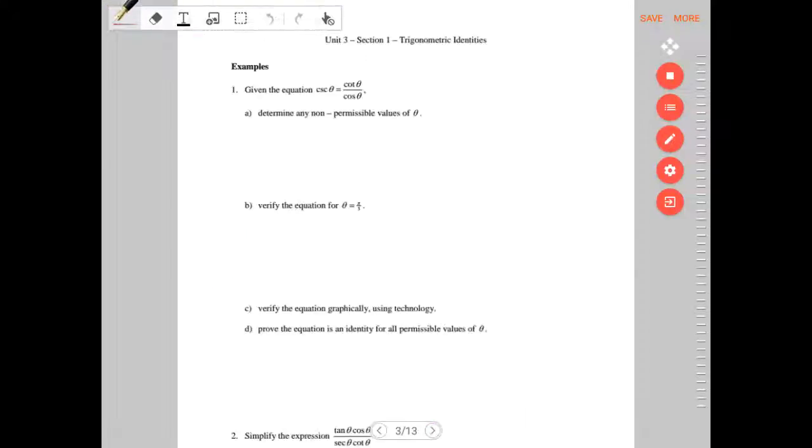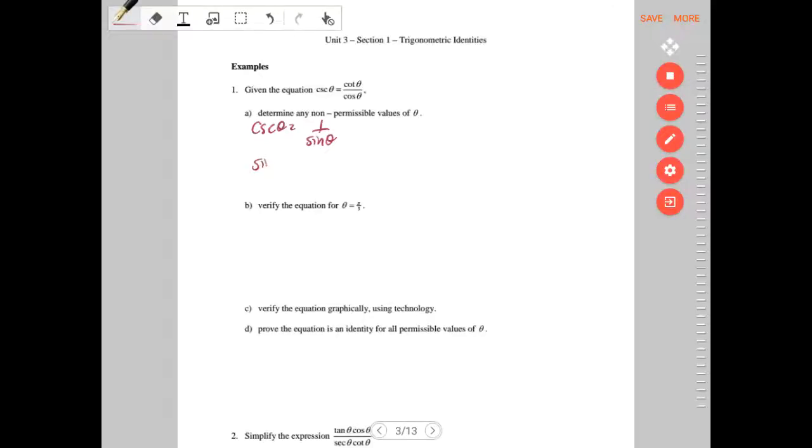Let's use some examples. Given the equation cosecant theta equals cotangent theta divided by cos theta, determine any non-permissible values of theta. So non-permissible values, of course, occur when the denominator cannot be 0. Okay, so let's do the first. Cosecant theta is the same as 1 over sine theta.